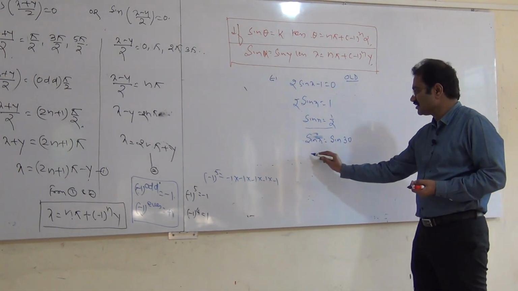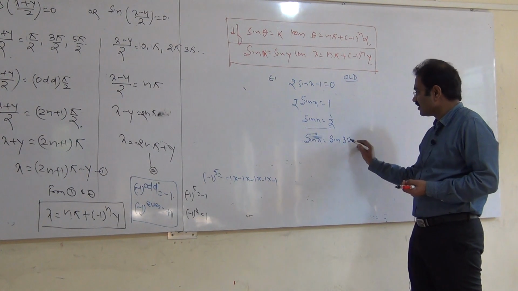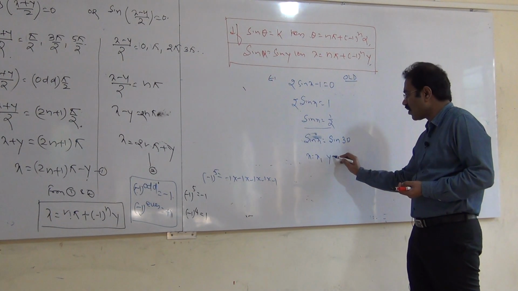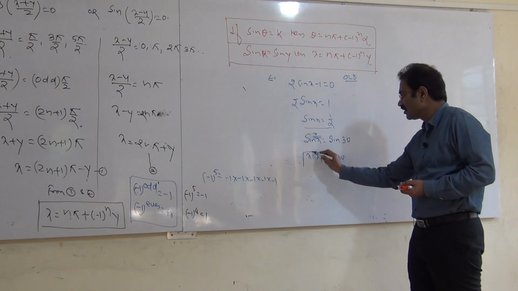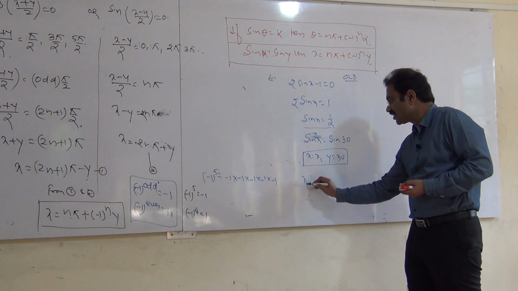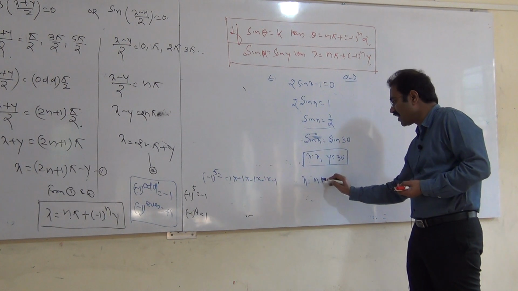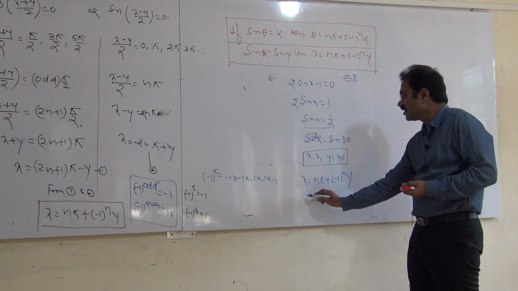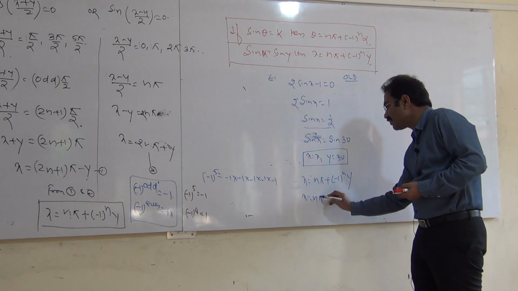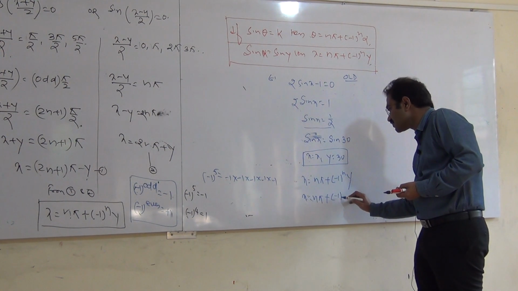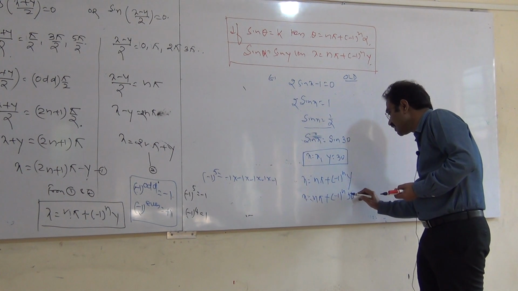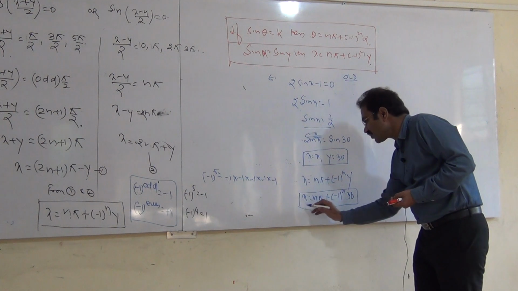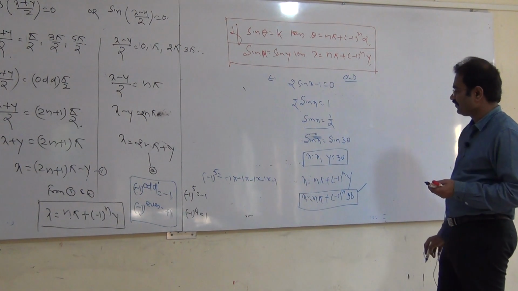It means that in the place of y there is 30. Y is equal to 30. What is our general solution? x is equal to n pi plus of minus 1 raised to n y. x is equal to n pi plus of minus 1 raised to n 30 is the answer. This is over. You have to write only this much, not more than that.